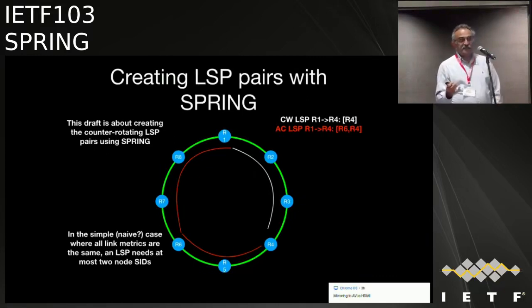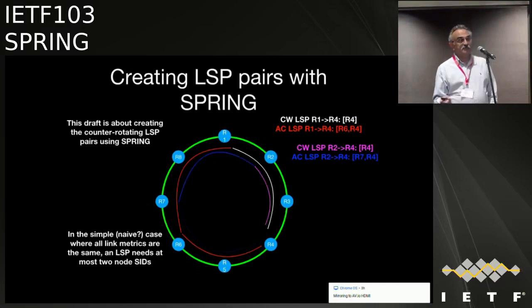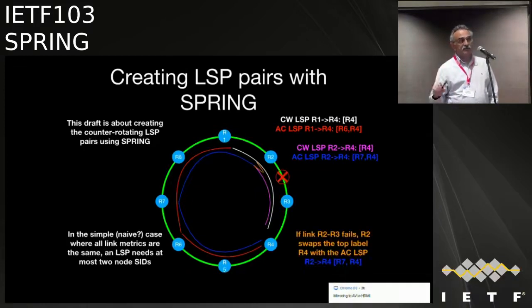And the really exciting part comes with protection. Suppose I'm on the R1 to R4 LSP, and at R2 I realize that I can't go towards R4 in the clockwise direction anymore. I will jump onto the counterclockwise LSP to R4, which basically means swapping the R4 node SID with the node SID that goes to R4 in the other direction. That's the blue LSP that you see there. So you go from a one label stack to a two label stack.